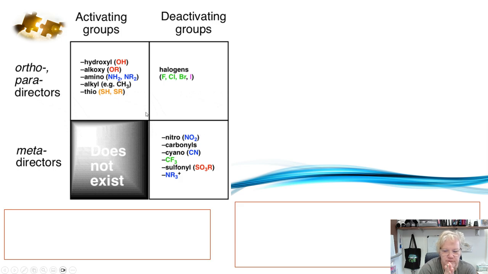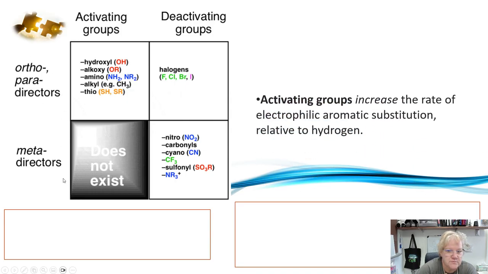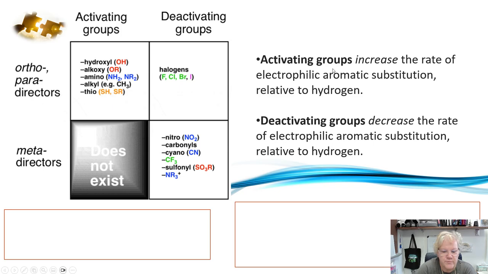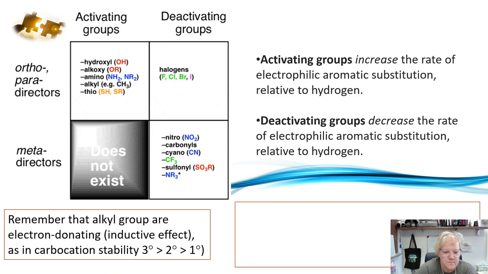All right, here's a nice chart. This is going to help you. Activating and deactivating, so they're either going to speed up the rate or lower the rate. And directors, ortho-para, and meta directors. You do not have activating groups that are meta directors. Okay, so activating groups increase the rate. Deactivating groups decrease the rate.